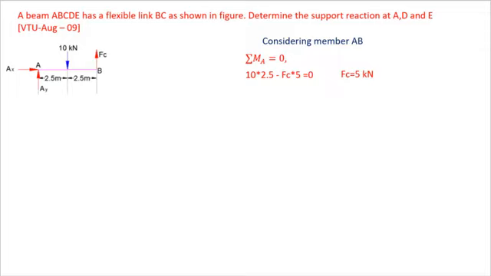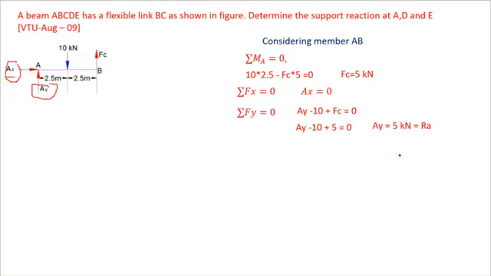That is one reaction. Since there are no horizontal forces, summation of Fx equal to 0, therefore my Ax must be equal to 0. Then summation of Fy equal to 0: Ay upward, minus 10 plus Fc. Fc is 5 kilonewton, I have substituted, therefore you will get Ay equal to 5 kilonewton. Since Ax is 0, Ay is nothing but your RA. That is my first reaction.